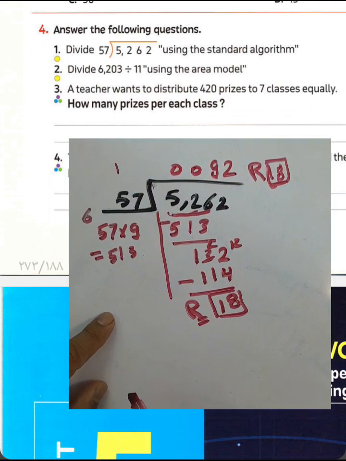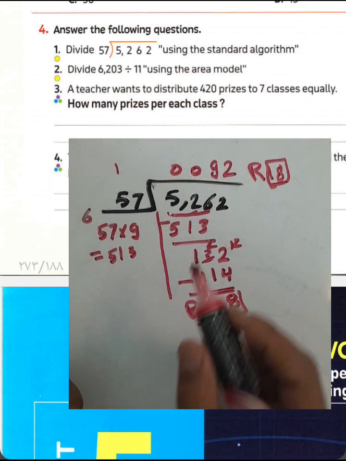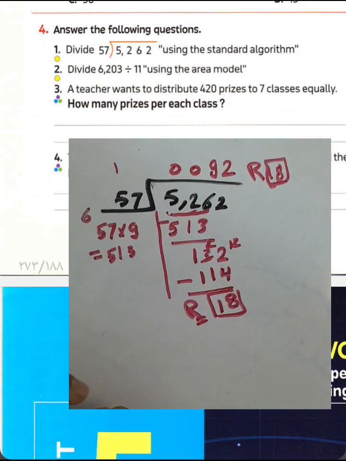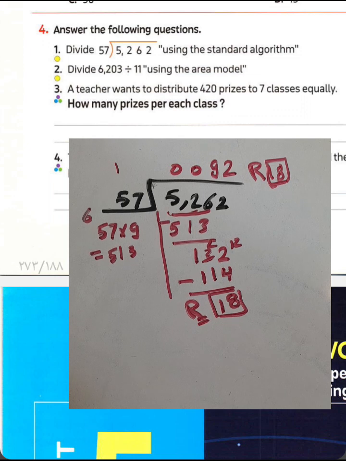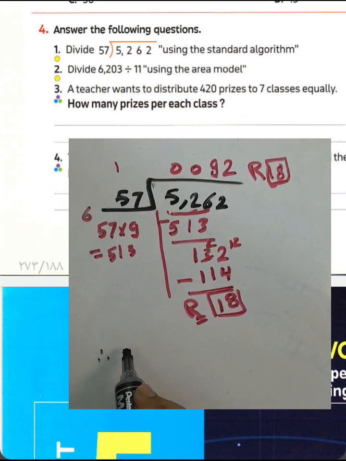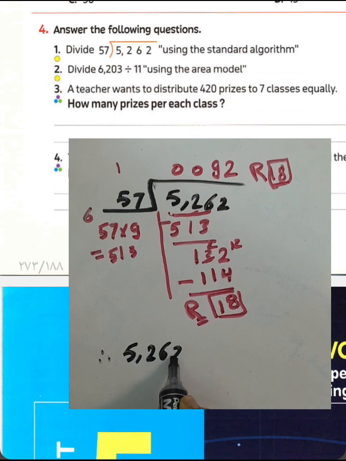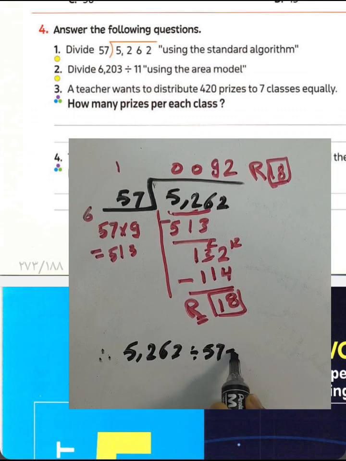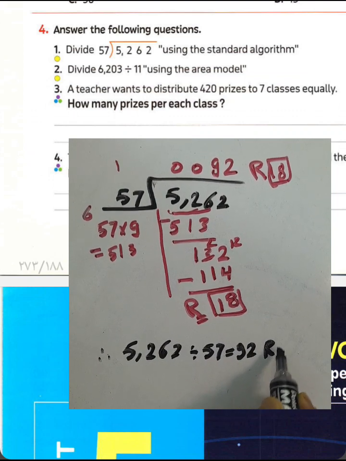Okay, then the result here will be 92 and the remainder 18. Then you can write in the finished form: 5262 divided by 57 equals 92 and the remainder 18.